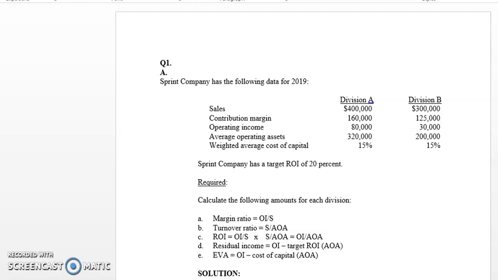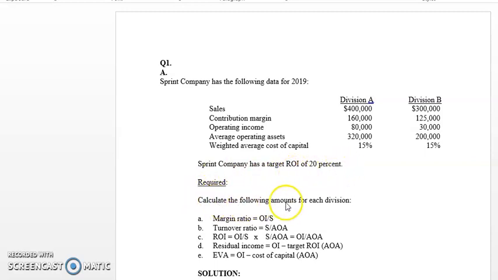Okay, hi everybody. Let's attempt chapter 4 exercise. The first question is: Spring Company has the following data for 2019. Spring Company has two divisions, Division A and Division B. The information given is on sales, contribution margin, operating income, average operating asset, and weighted average cost of capital. Spring Company has a target ROI of 20%.